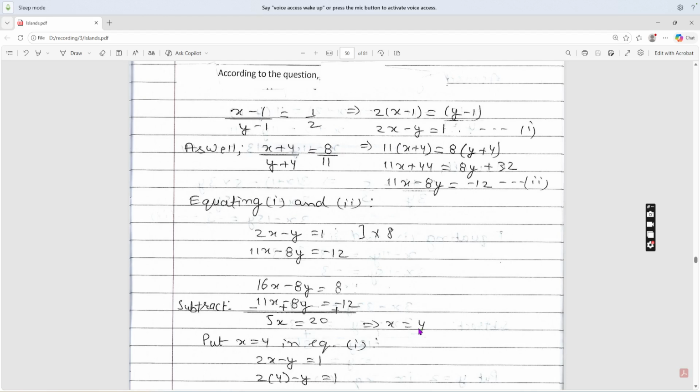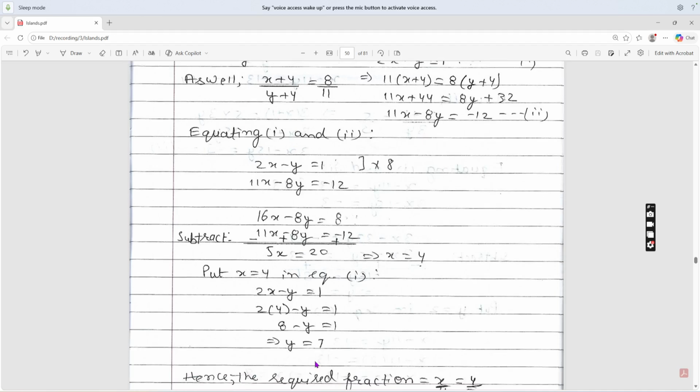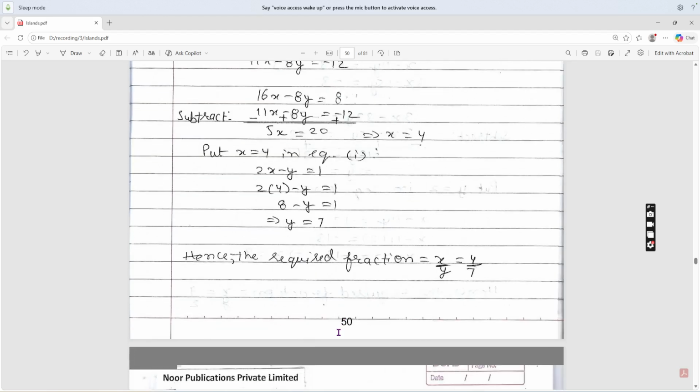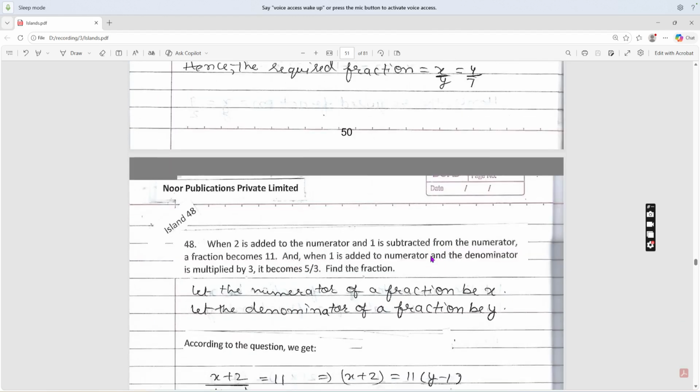Now we are going to put x is equal to 4 in equation 1. What is the first equation? 2x minus y is equal to 1. So x is going to be replaced by 4. So what we are getting, 2 into 4, that is 8. 8 minus y is equal to 1. So 8 minus 1 is equal to y. So y is equal to 8 minus 1, that is equal to 7. So the fraction is x upon y, that is 4 upon 7.